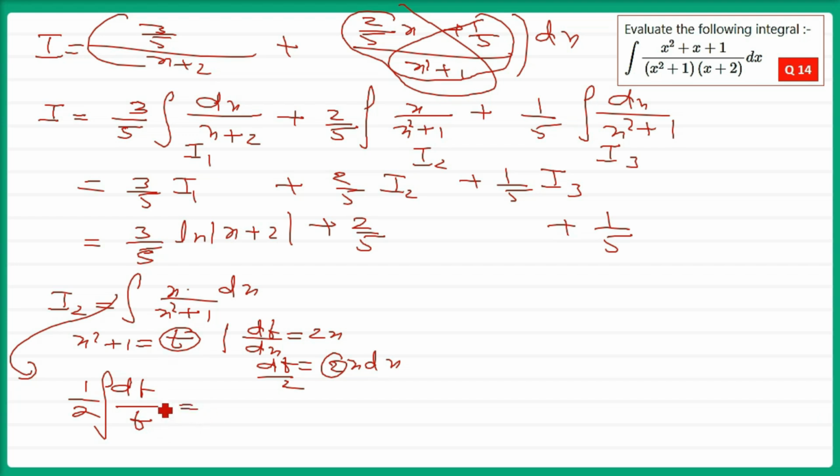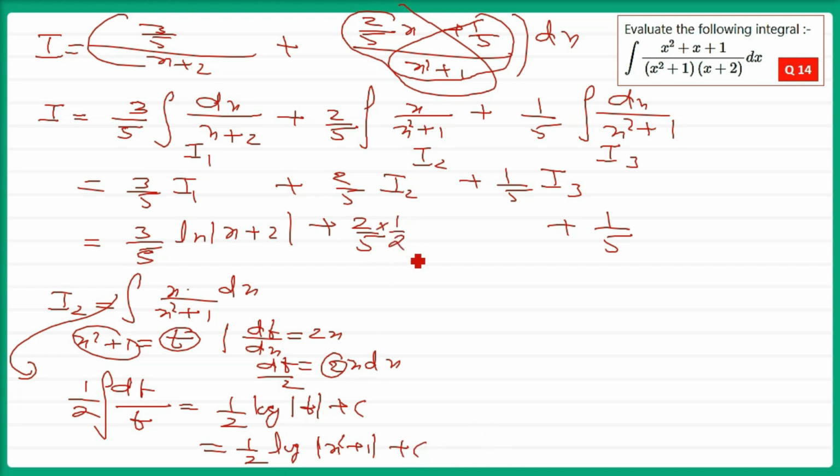So this will be simply log modulus of t. Half log modulus of t plus constant of integration. Now this will be half log, what was t? It was x square plus 1 plus constant of integration. So we have 2 by 5 here. So 2 by 5 into 1 by 2, then ln modulus of x square plus 1. So this is I3 now.